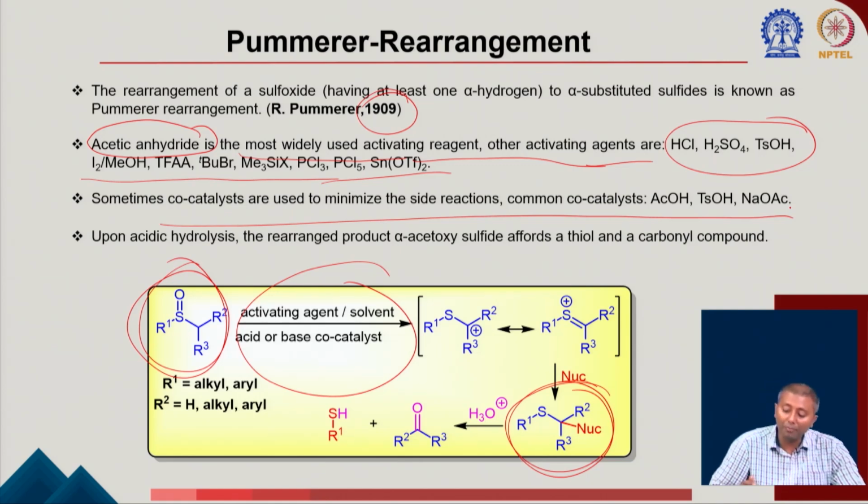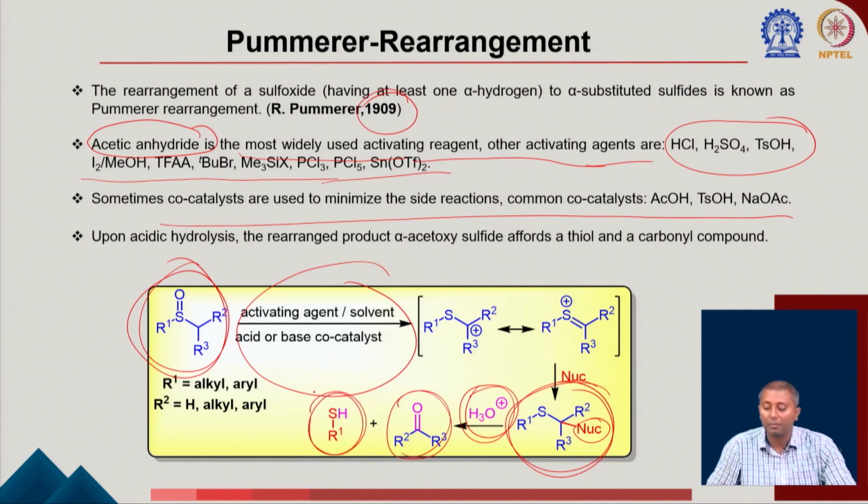And once you form this, again if you are using acetic anhydride, then this nucleophile will be an O-acetyl. So if you go for acidic hydrolysis, then you end up forming a carbonyl compound and a thiol, because you can clearly see if you have something like an OAc, then this can get out from the sulfur and put the nucleophile. Then if you have H3O plus, the water can attack, this carbon sulfur bond will be clipped, and that will form the thiol and the corresponding carbonyl compound.